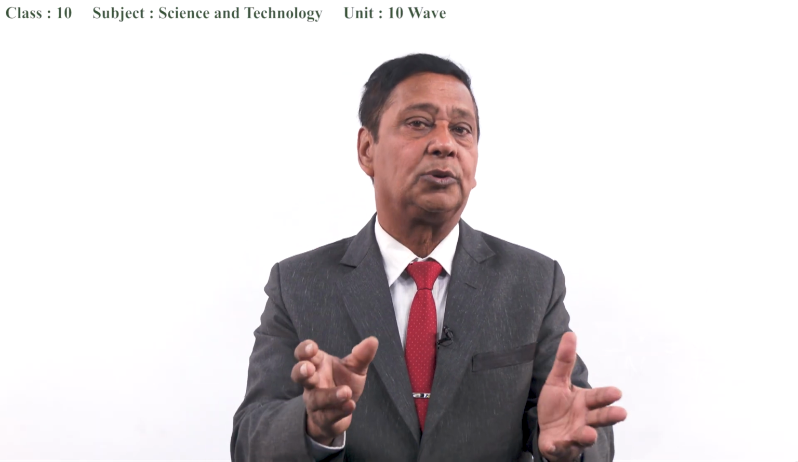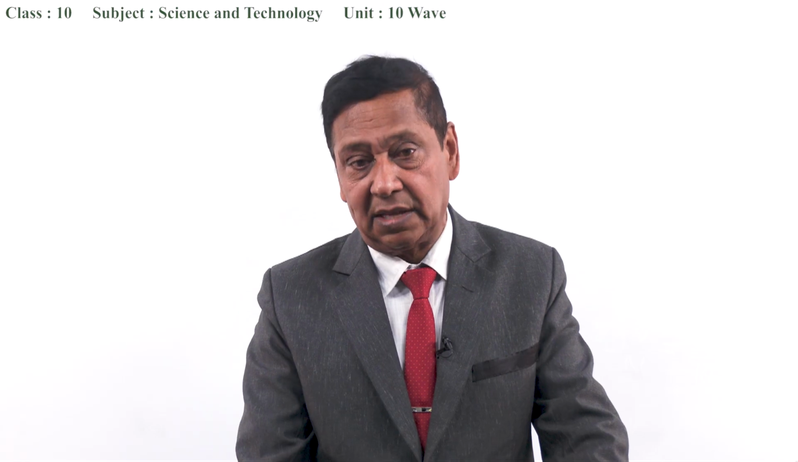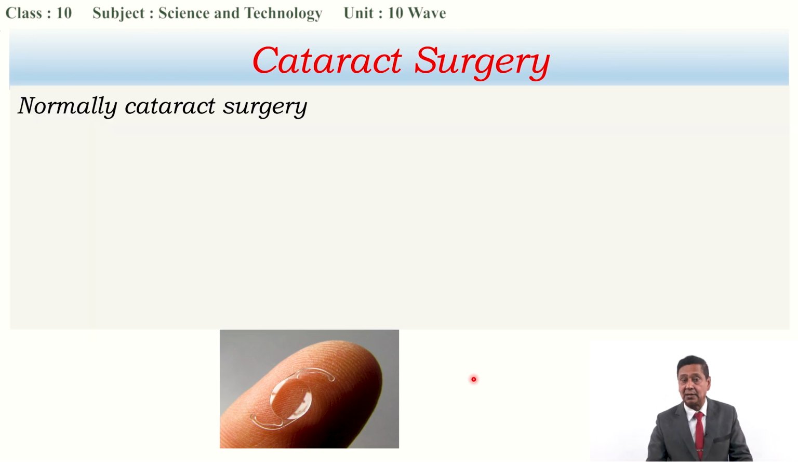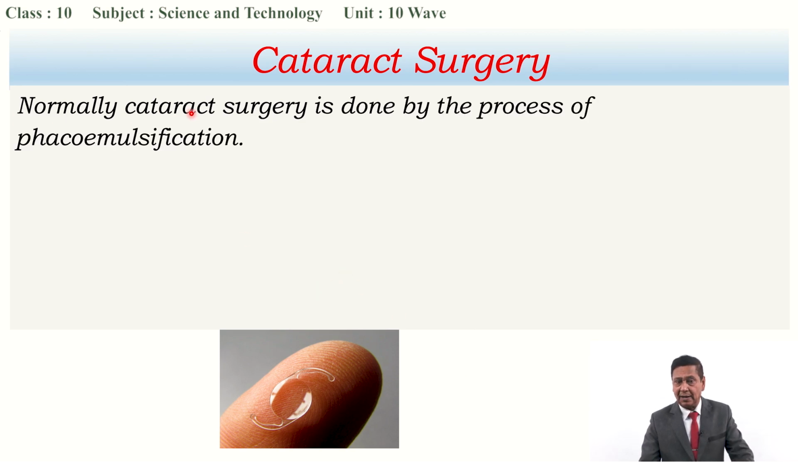Okay. Now how to correct this? We have to go through surgery, and this is the method. We have to remove that natural convex lens of the eye, and it has to be replaced by an artificial lens. This is the artificial lens which is used to replace the natural lens. Normally, cataract surgery is done by the process of phacoemulsification. The process in which cataract surgery is done is called phacoemulsification. What is done in this process?